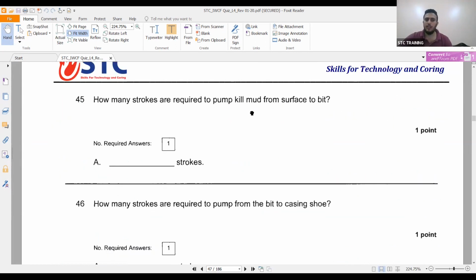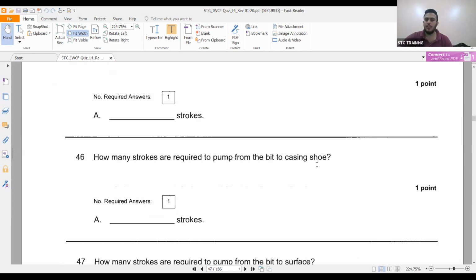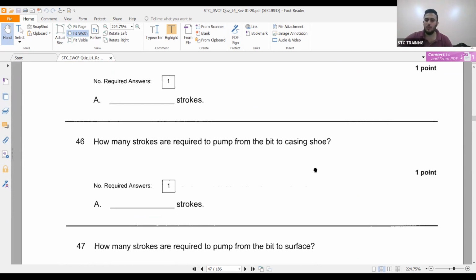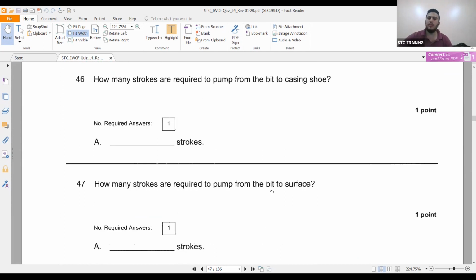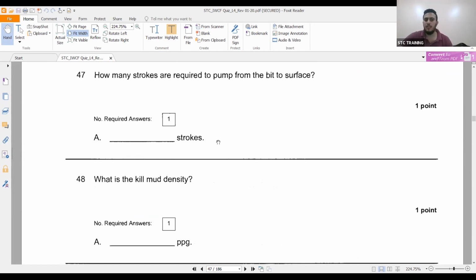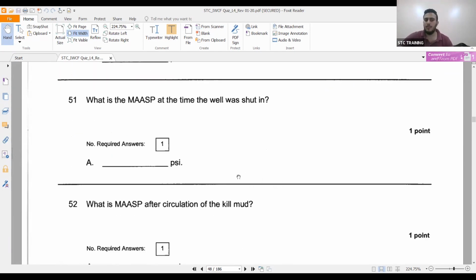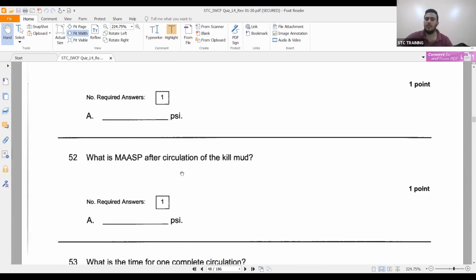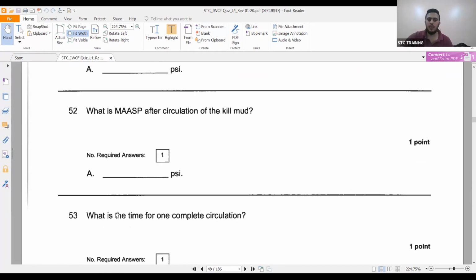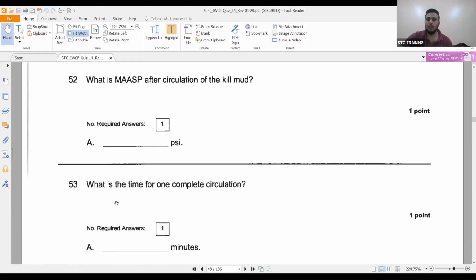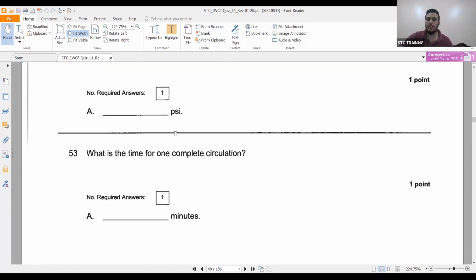We need to calculate strokes from surface to bit, as we mentioned, from bit to casing shoe in the open hole, and from the bit to the surface, so I mean the total annulus volume. Then kill mud weight, ICP, FCP, and the MASP, and the MASP after kill. After kill, the current mud weight will be the kill mud weight in the equation. And here asking about the time for one complete circulation.